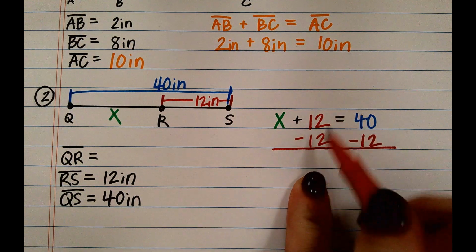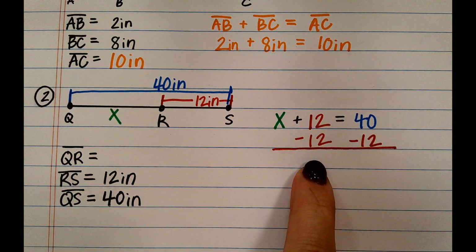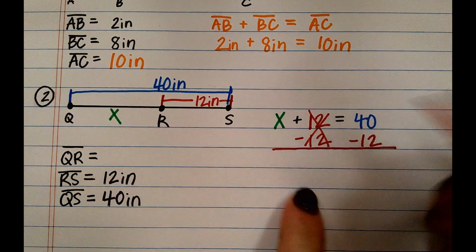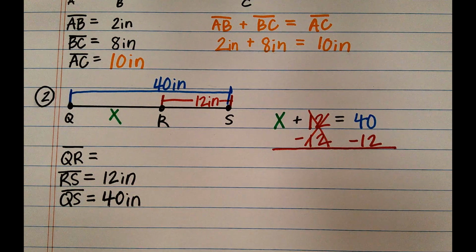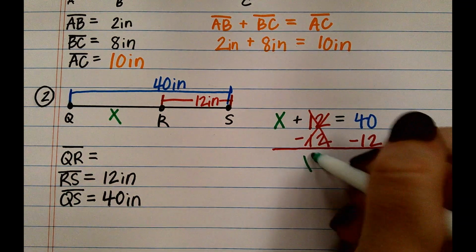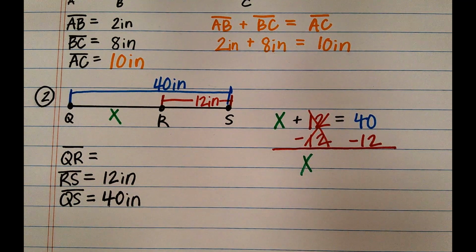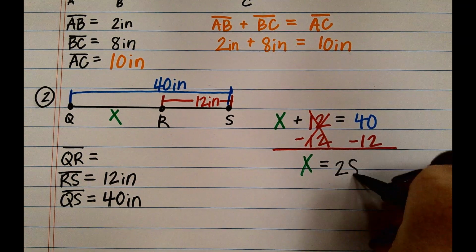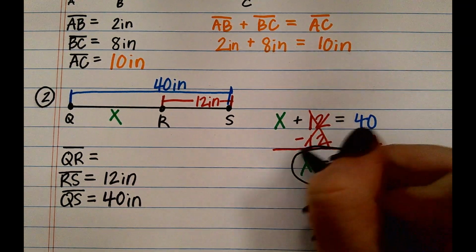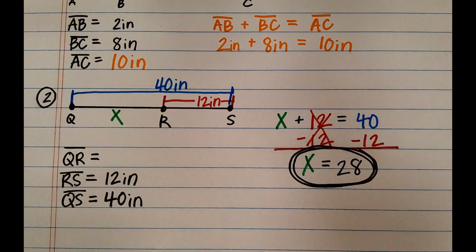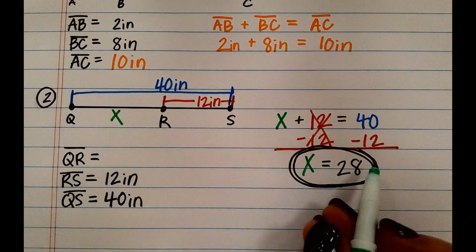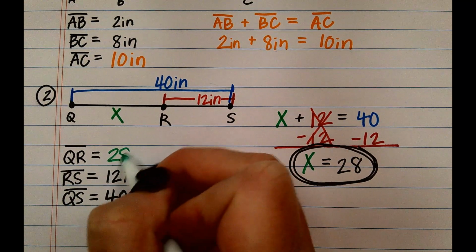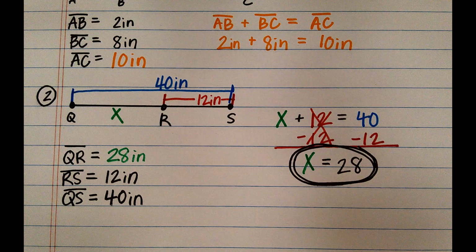Okay, my 12s, what happens with these? They cancel out. Good. I will bring down my X equals 28. Beautiful. So that is one way to do it as well. So QR, because we said that this is X, 28. There we go.